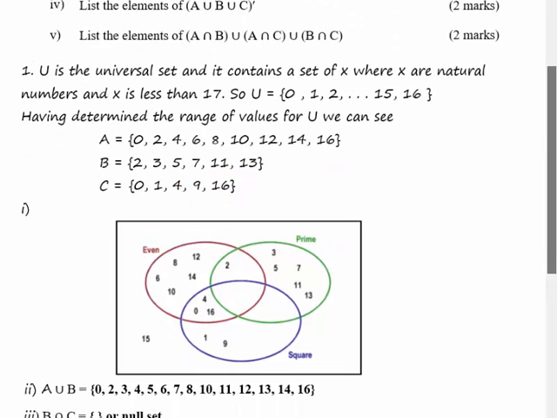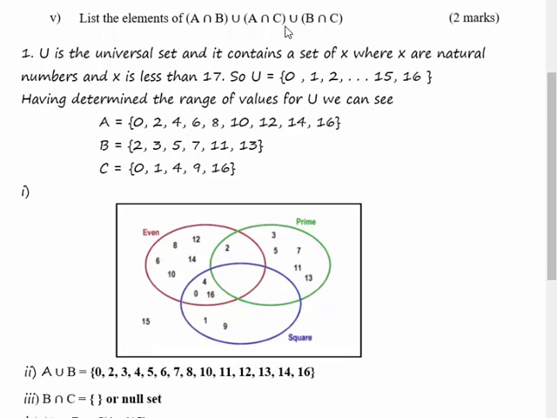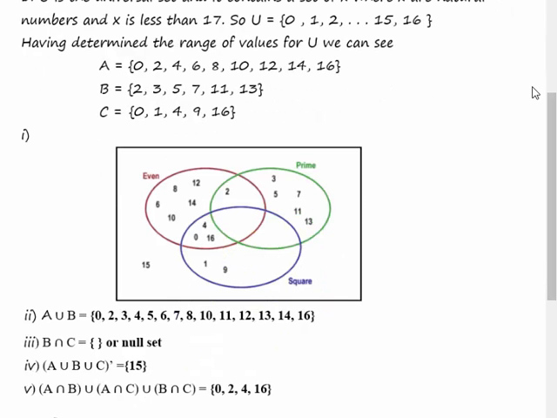And then part 5, list the elements of A intersect B. A intersect B is that section there. A intersect C is that section there. Then B intersect C is that part there. So the numbers are 0, 2, 4 and 16. And that's the end of question 1.